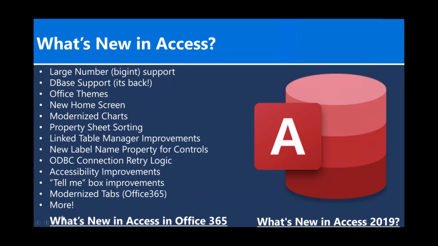And some are rather new, like our modernized charts, which just made it to the 2019 version, and modernized tabs, which was just developed in Office 365 after we shipped 2019. And there are several others, like property sheet sorting, link table manager, label name property for controls, and the list goes on. How can you learn more?